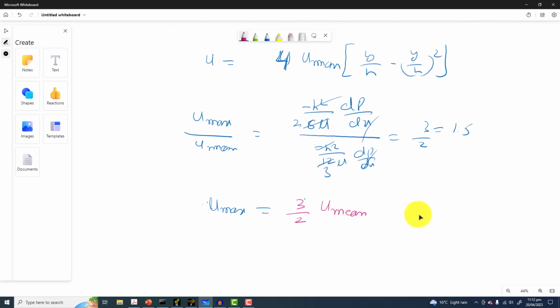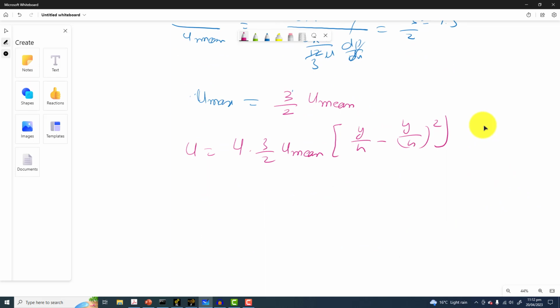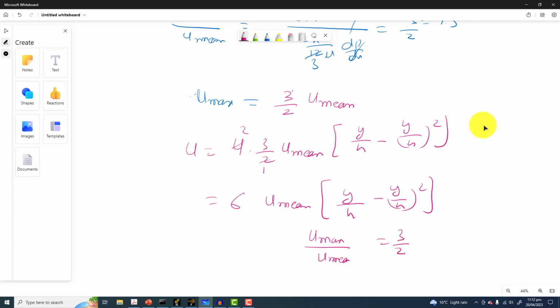Okay, so I can now write down u as u is equal to 4 times 3 by 2 u mean into y by h minus y by h whole square. So table of 2 is 1 to the 2 and 2 to the 4. So this is equal to 6 u mean y upon h minus y upon h whole square, and u maximum upon u mean is equal to 3 by 2 for the channel.